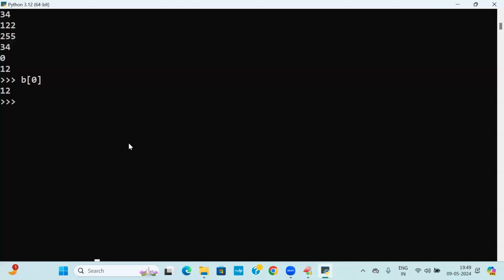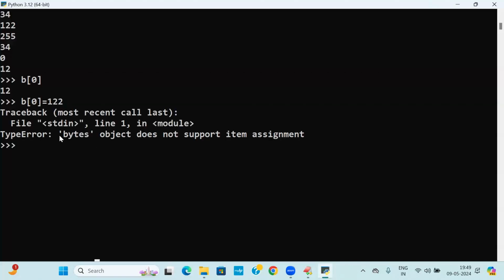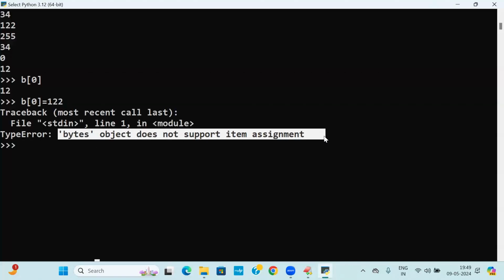Don't worry today. 12, I would like to change it to 122. B of 0 is equal to 122. It will give an error. See that error: bytes object does not support item assignment. Item assignment, this is called an immutable object.